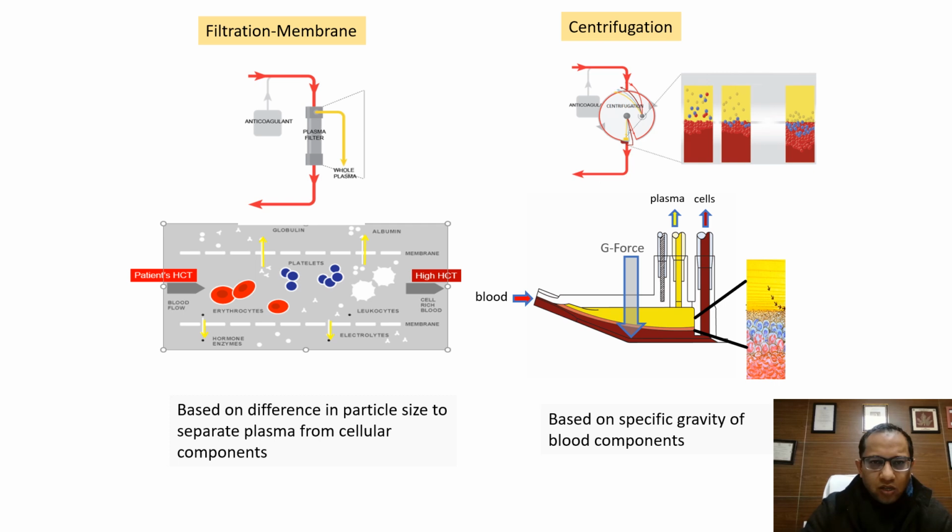So the basic principle is whole blood in a filtration membrane process. Whole blood along with the anticoagulant goes through the hollow fiber of this plasma filter. And what it does is, based on the difference in the particle size, it separates plasma from the cellular component. So basically the pore size of the filter is what matters. It's like a sieve from which the smaller particles are going to move out and the higher molecular weight particles are going to stay back.